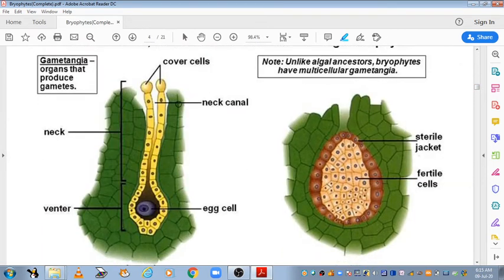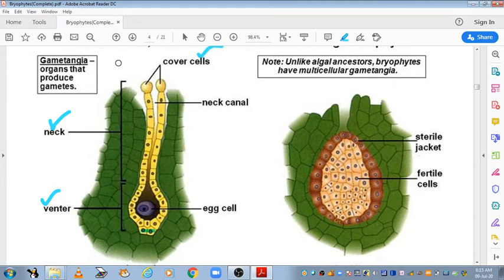Now you can see here the structure of antheridium and archegonium. This one structure is of archegonium. This yellowish structure is archegonium. It is divided into three parts. This one part is known as stalk of archegonium. This swollen part is known as venter of archegonium, and this part is known as neck of archegonium. Two cells are present here which are known as cover cells.